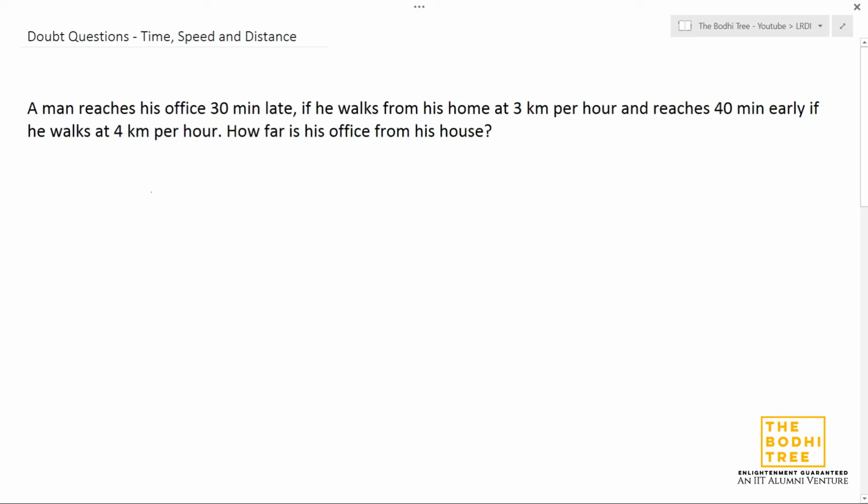For time, speed and distance, the basic formula is distance by time is equal to speed, or distance by speed is equal to time, or distance is equal to speed into time. One and the same thing, right?